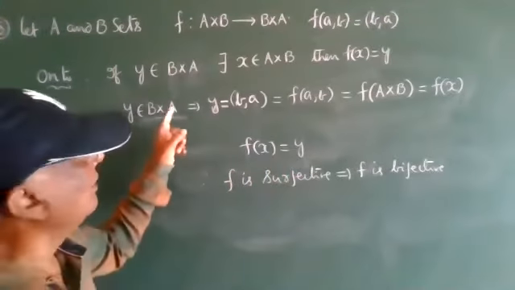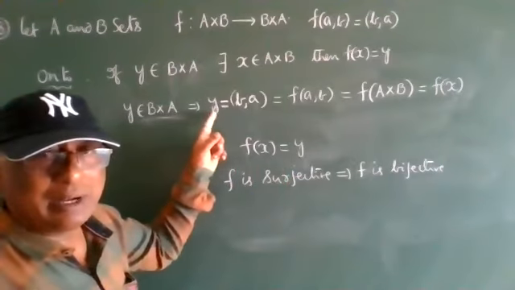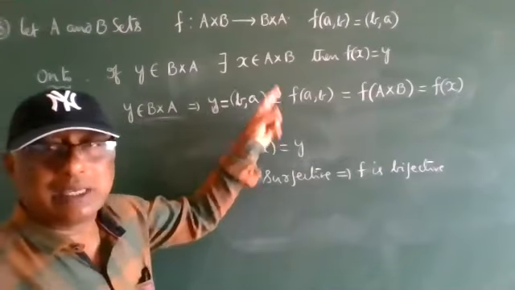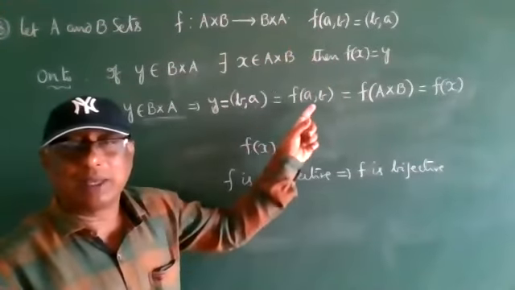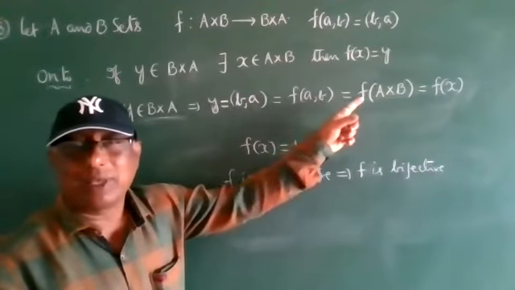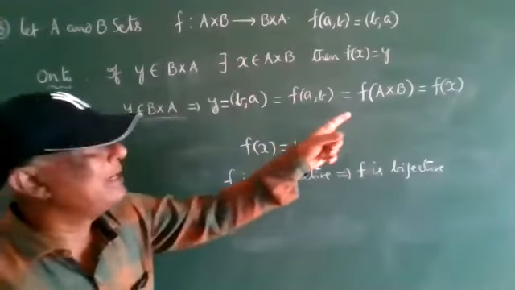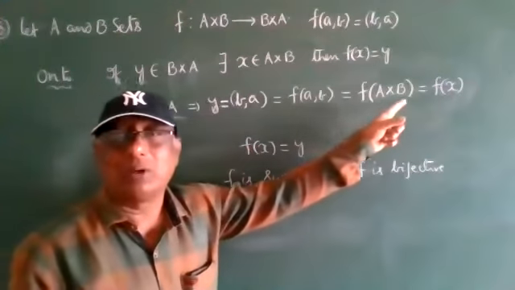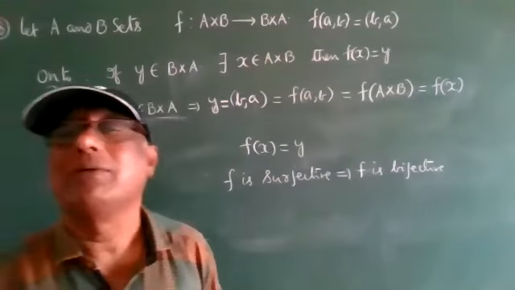So see, once again, y belongs to B cross A. B is the first element, A is the second element. By the definition, (b, a) is f of (a, b): the first element is A, the second element is B, meaning f of A cross B. A cross B means the domain set, and the domain set elements are x. Therefore, y is equal to f of x. f is surjective. Now it is clear?